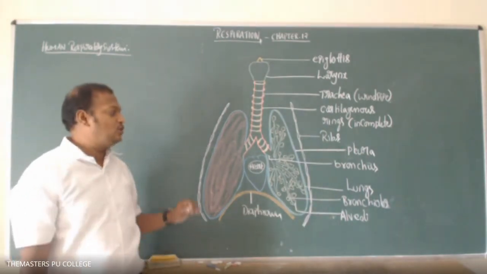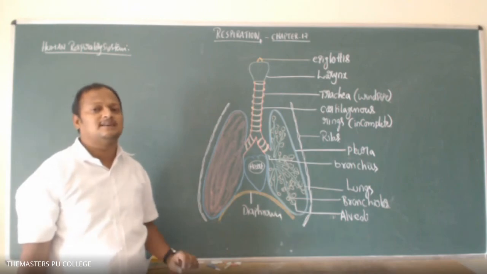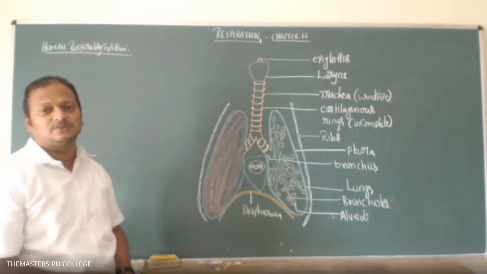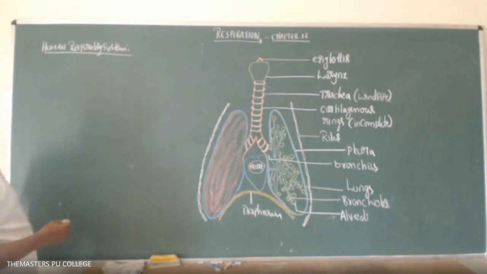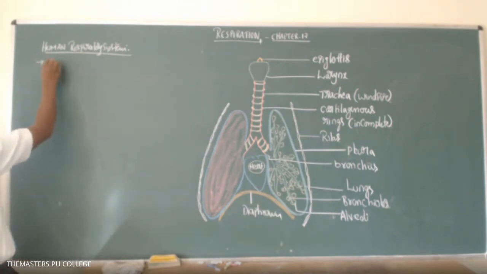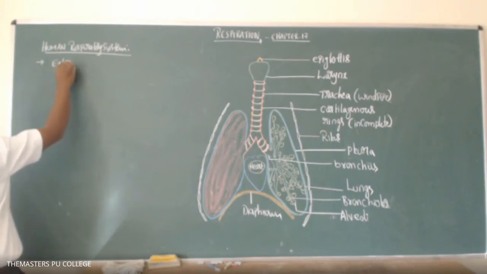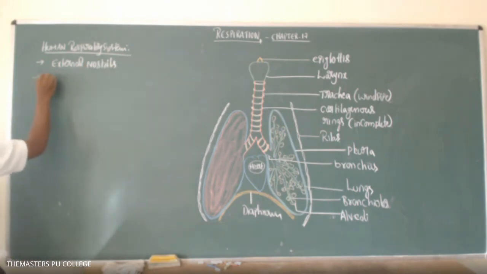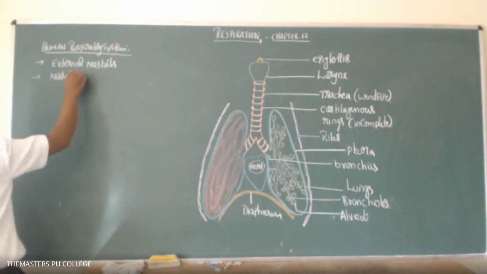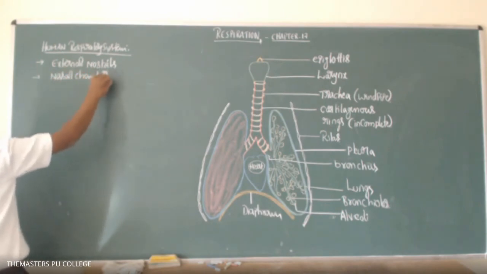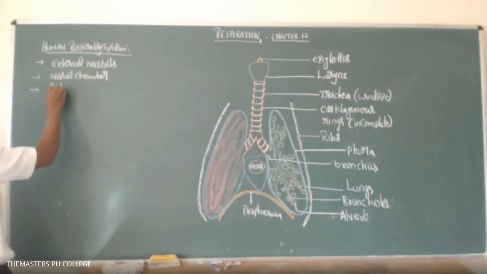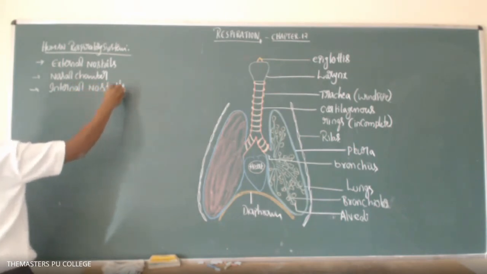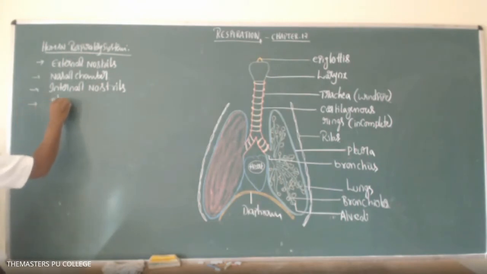So now, in the human respiratory system, what parts are presented, their location, structure and function we will discuss. Okay, students. So here, human respiratory system parts. So external nostrils, next one, nasal chamber, next one, internal nostrils, and next one, pharynx.